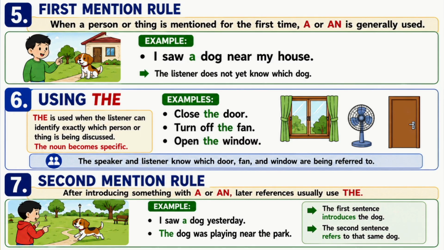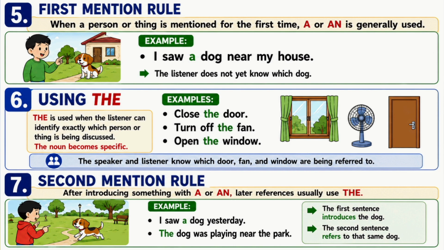Now let's understand the second mention rule. After introducing something with a or an, later references usually use the. For example, I saw a dog yesterday. The dog was playing near the park. In the first sentence, a dog introduces the dog for the first time. In the second sentence, the dog refers to that same dog.